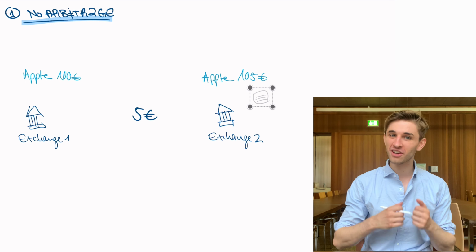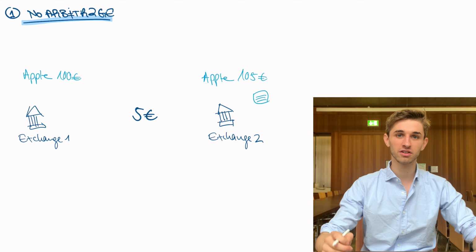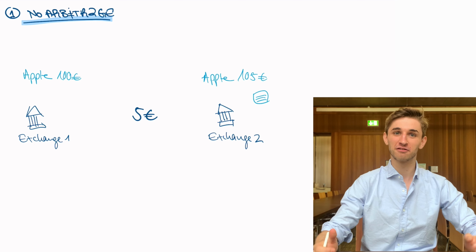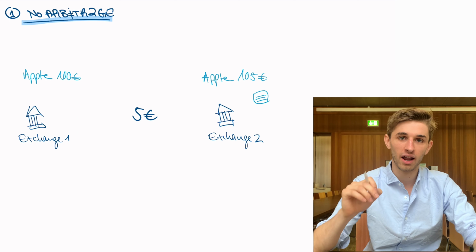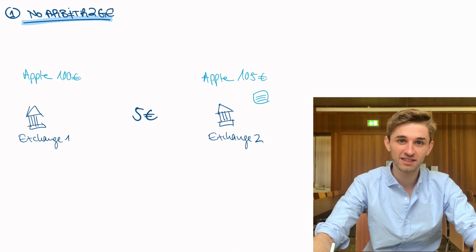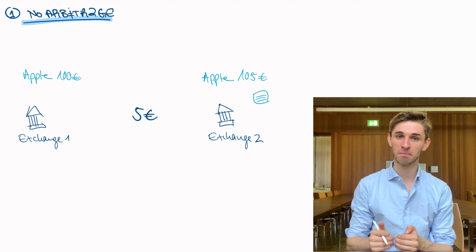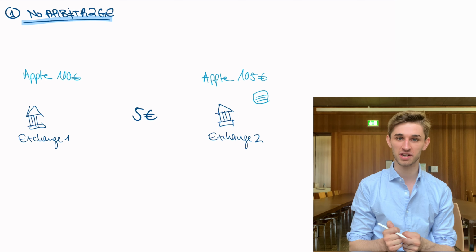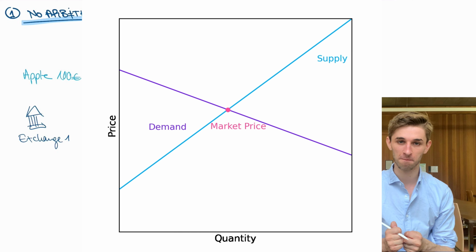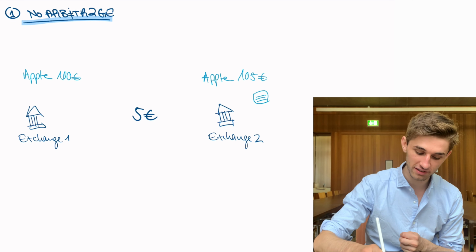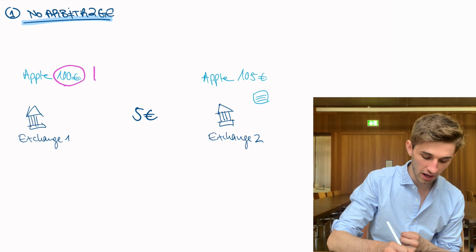But of course, the other people in the market realize the same. They understand that buying an Apple stock at exchange 1 is extremely attractive because you can do this trade. So the demand for the Apple stock at exchange 1 increases. And by the laws of supply and demand, you know from last video that if demand increases, the price increases as well. So this price, the 100 euros, is not stable. It's going to go up.